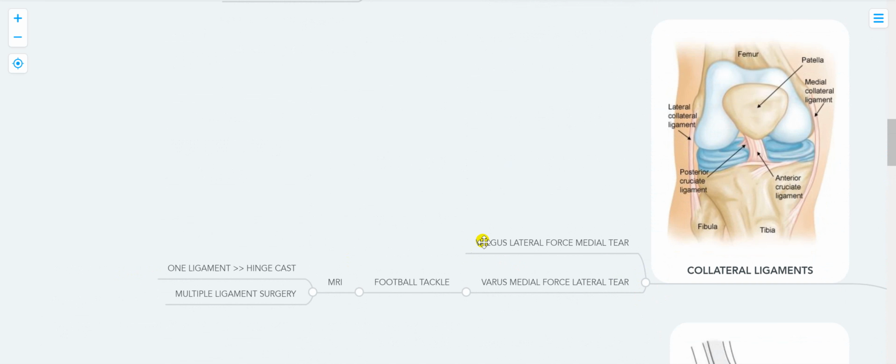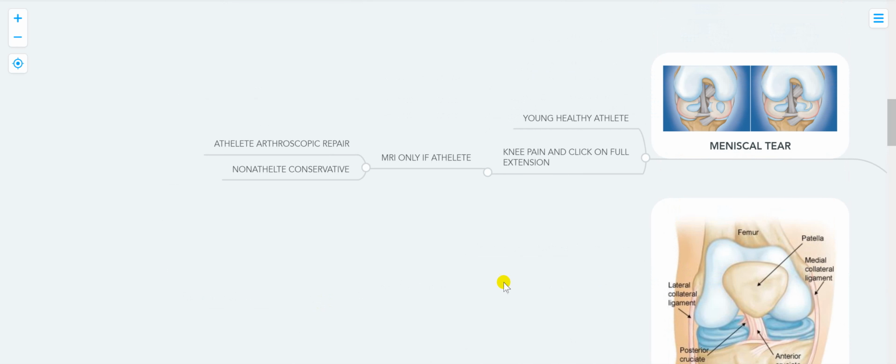Collateral ligament, usually if there's a lateral force, that's a medial tear. If there's a medial force, that's a lateral tear. Usually in a football tackle, you diagnose it with MRI, and if it's one ligament, you do a hinge cast. If it's multiple ligaments, you do surgery.